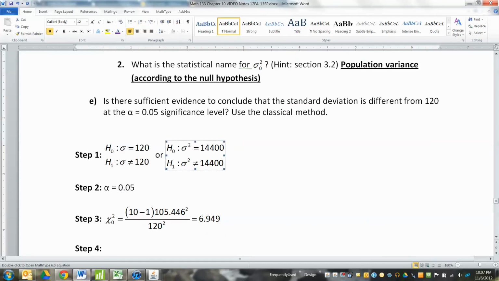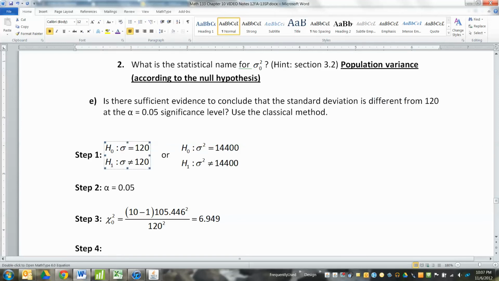Now there's two ways you can set up your hypotheses, and I just want to make sure it's clear to everybody. You can say the standard deviation is different, not equal to 120. So your null hypothesis is that it's equal to 120. Your alternative is that it's not equal to 120. That's a totally valid way to do this.